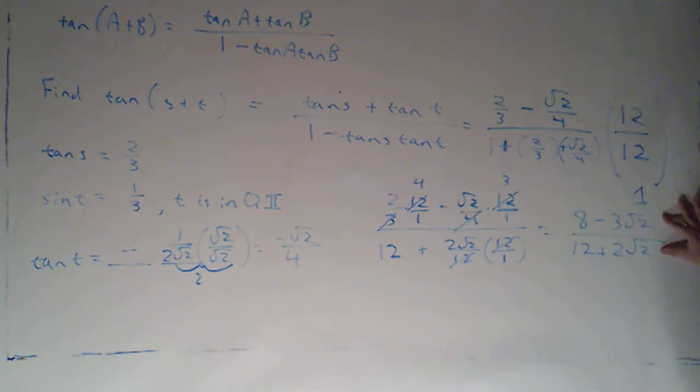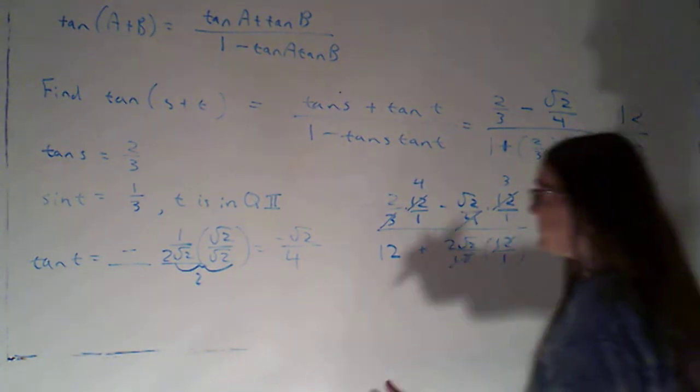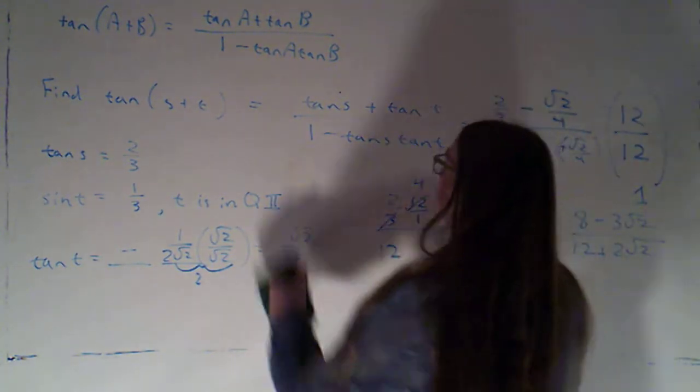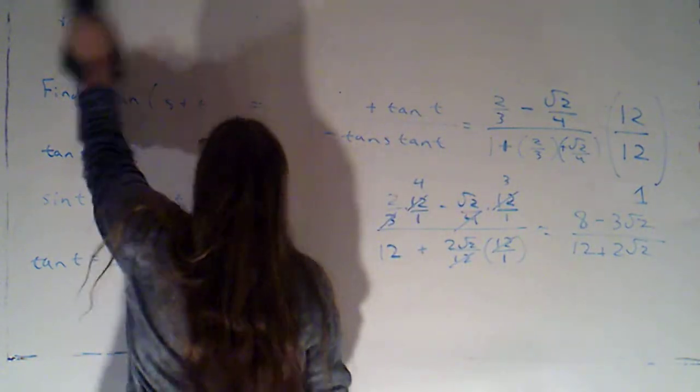So we've come a long way. We've gotten rid of the complex fraction. I now need to get rid of that root in the denominator, though. So let me clear some space.